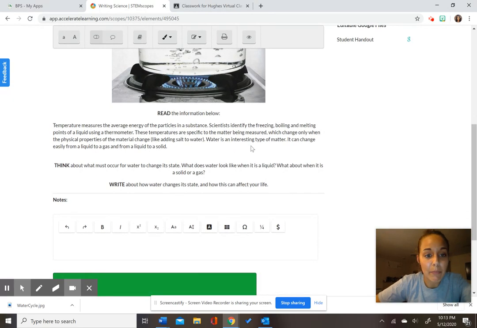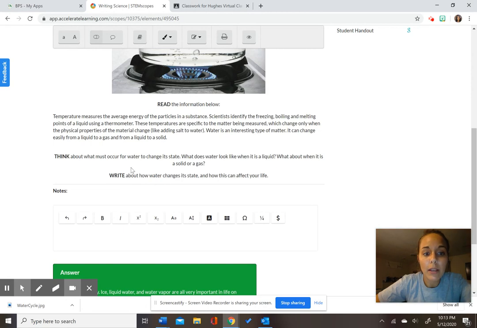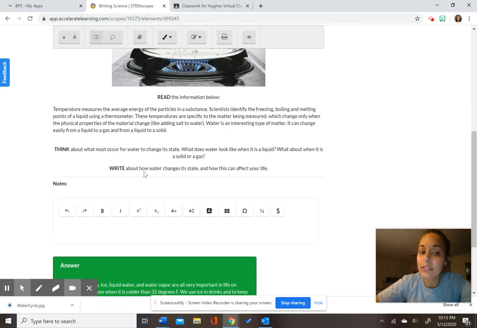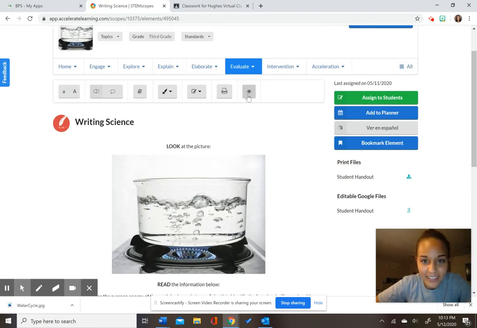Water is an interesting type of matter. It can change easily between all of the substances, liquid, solid, gas. Think about what must occur for water to change its state. What the answer is right there. Let me hide the answer. Sorry.